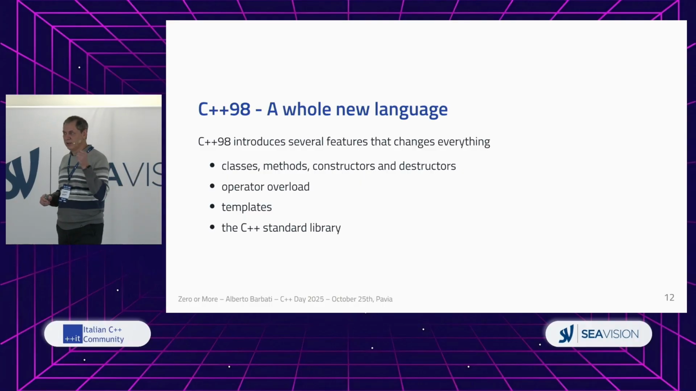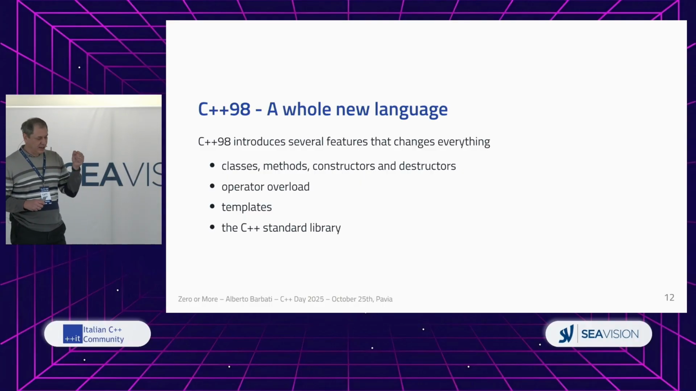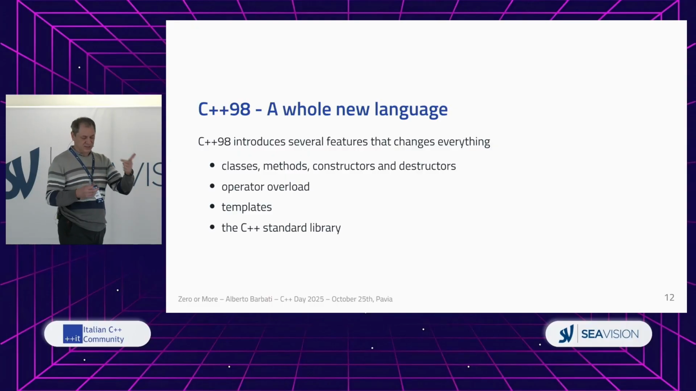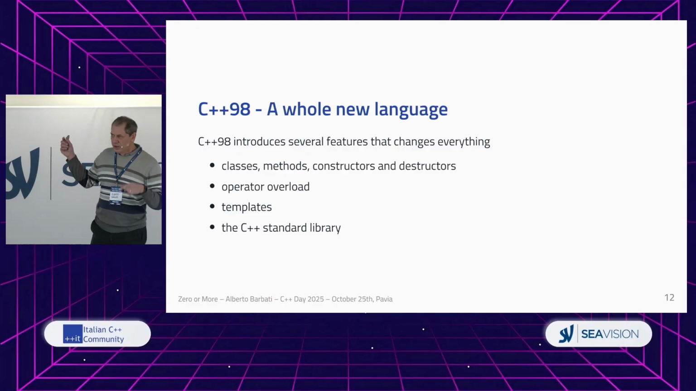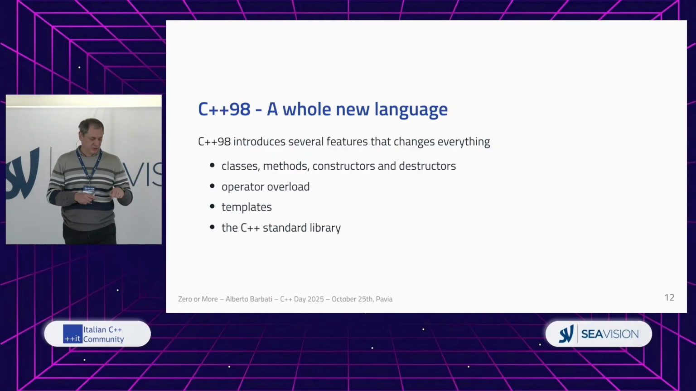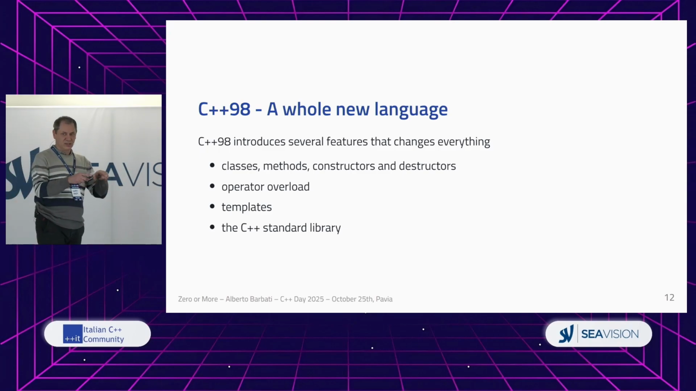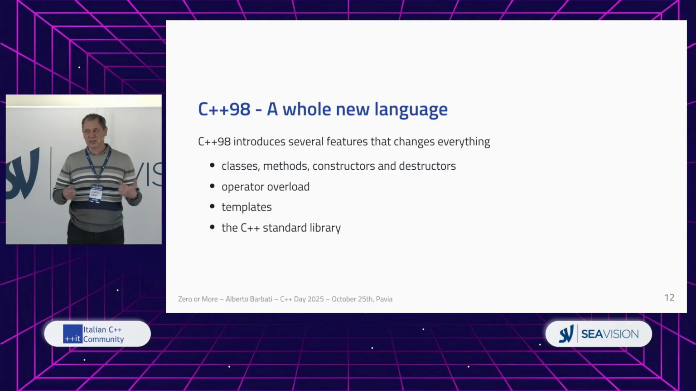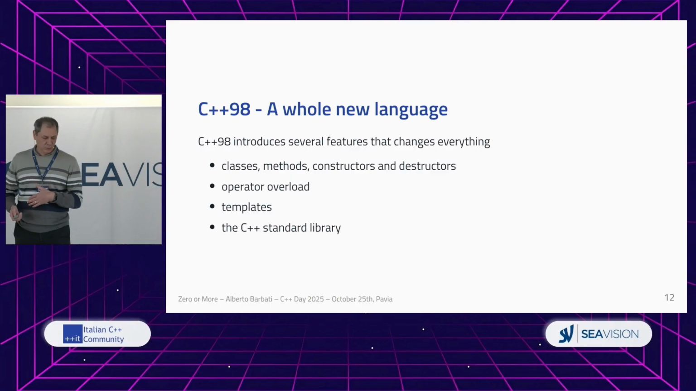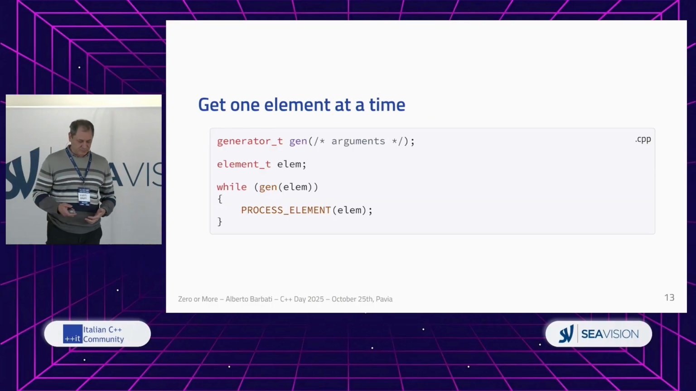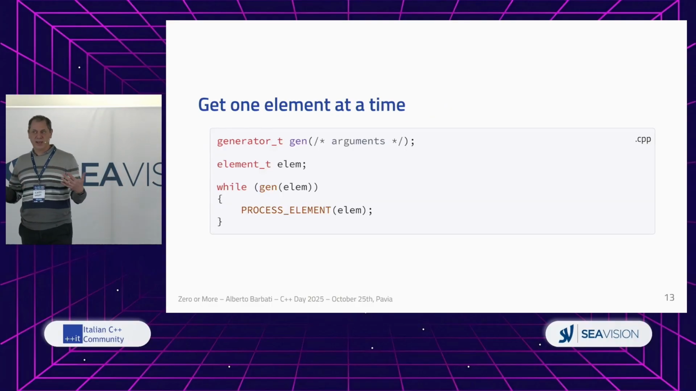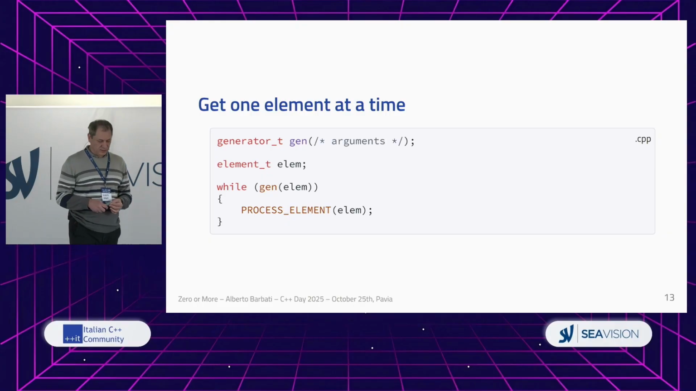C++ is a new language with respect to C and introduced a lot of stuff: classes, methods, constructors, destructors, operator overload, function overload, templates, the standard library, whoa, a lot of stuff. We see how all this stuff has changed dramatically the 4 approaches that we saw before. For example, let's start with get one element at a time. Get one element at a time can have this form in C++.